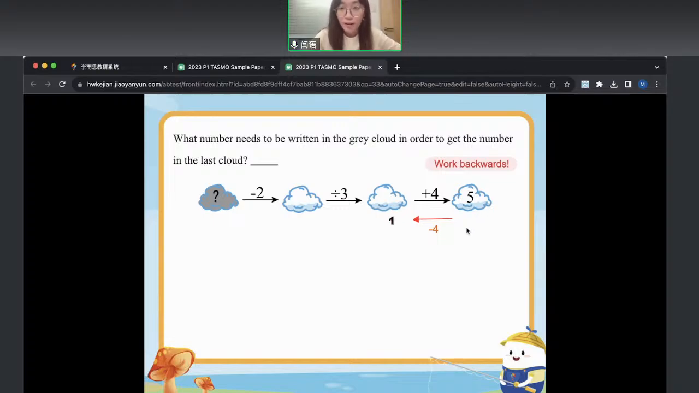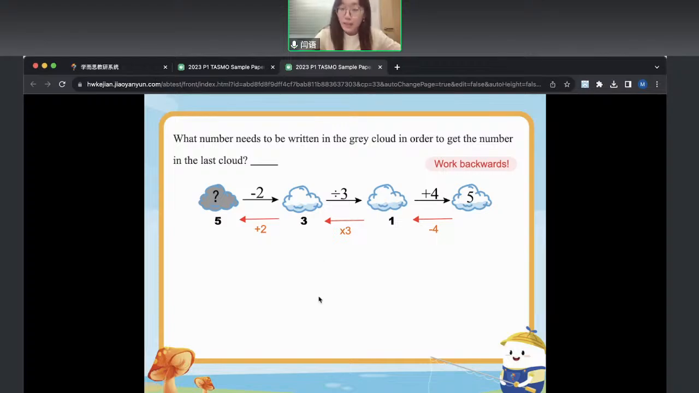After that, what about divided by 3? Again, change the sign. That is multiplication. Multiply by 3. 1 times 3 equals 3. And then move on. Originally, it was something minus 2 equals 3. So if you work backwards, it should be 3 plus 2 equals 5. So now you see the answer should be 5.